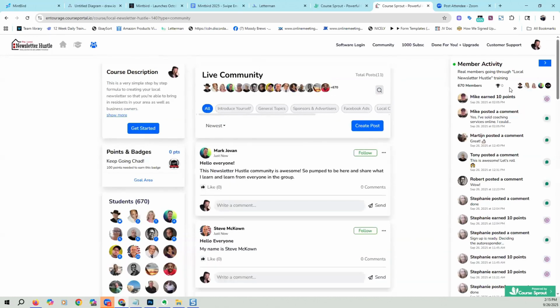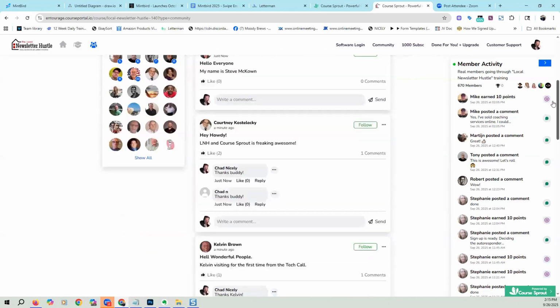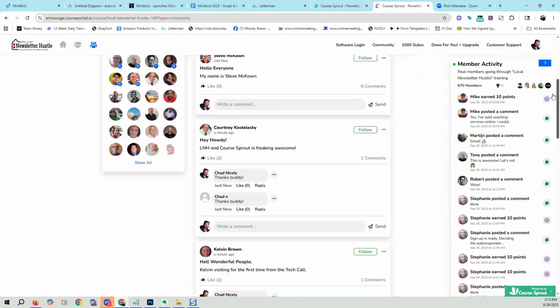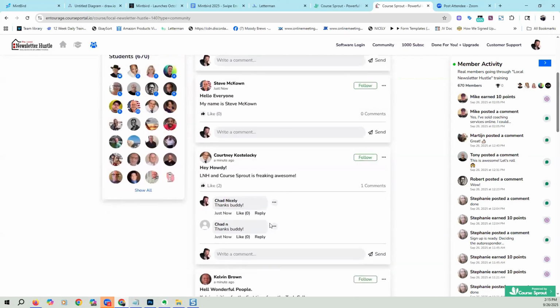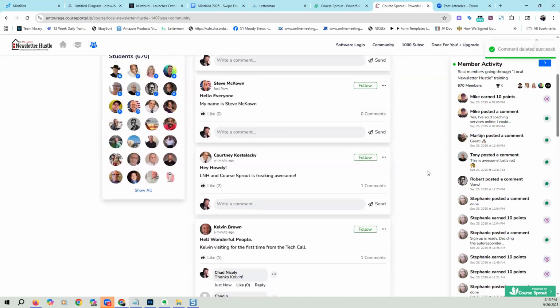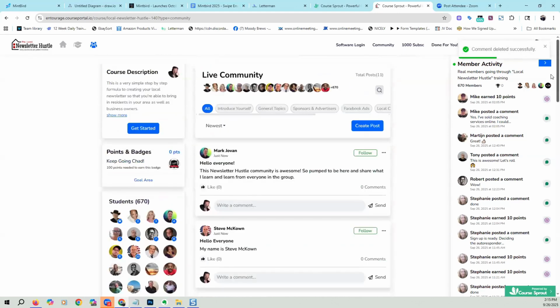Now, here's the good news, guys. How many of you are looking at this right now, especially mastermind members? How many of you are looking at this saying, holy smokes? So you're saying that I'm going to be able to add a social community to my CourseSprouts? And the answer is yes. You could actually do it right now if you wanted to.